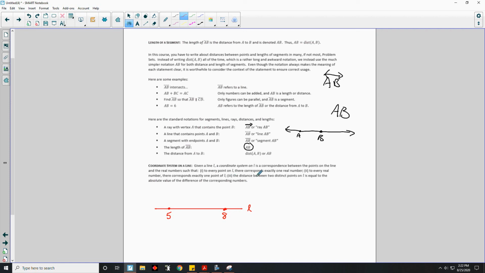And then 3, the distance between two distinct points on L is equal to the absolute value of the difference of the corresponding numbers. So I could draw it this way: the absolute value of 8 minus 5 equals the absolute value of 3, which equals 3. But it doesn't matter what order I do it. If I wanted to go this way, the absolute value of 5 minus 8 is negative 3, and the absolute value of negative 3 is also 3. So the distance from 5 to 8 is 3, regardless of whether we went this way or this way.